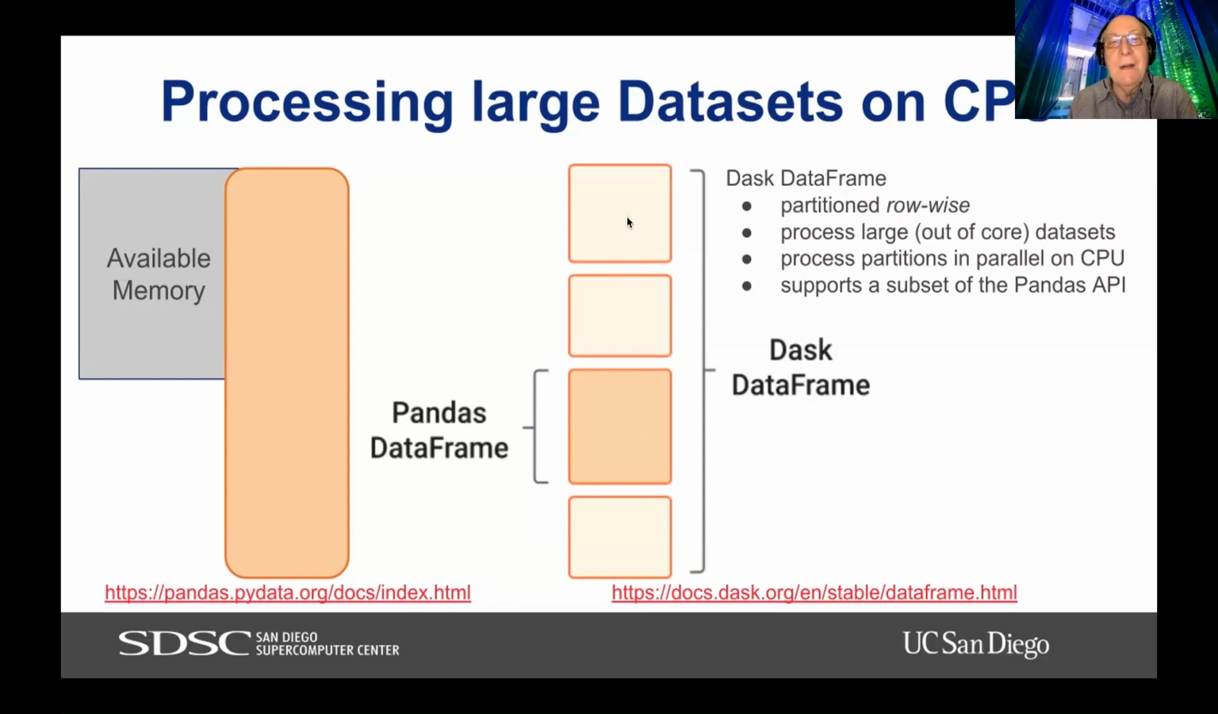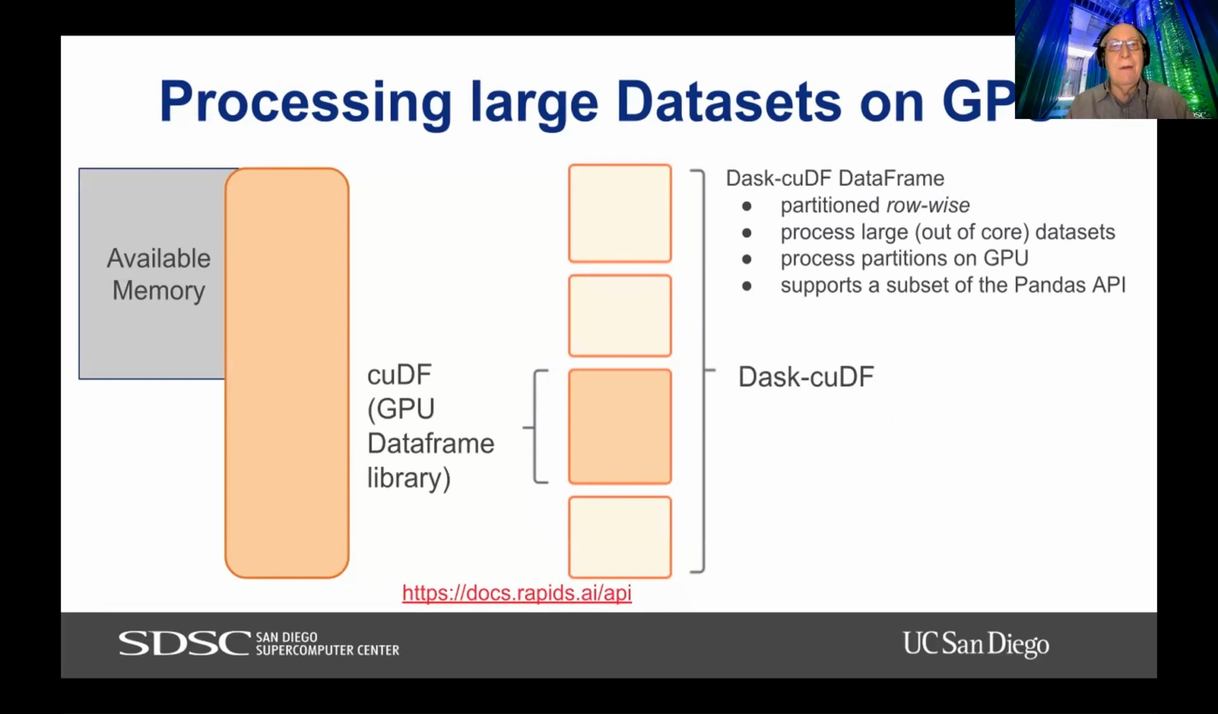Now, one advantage of splitting this up is also that you can now run things in parallel. You can run those partitions in parallel, and I'll show you how to do that. Dask looks very similar to the pandas data API, but there's some slight difference, and it only supports a subset. But it's very similar, as you will see in my example. So this is one way you can process very large data sets in parallel on Expanse using Dask, and I will show you an example later.